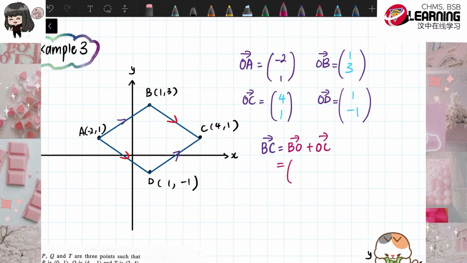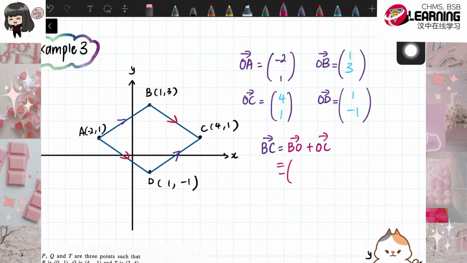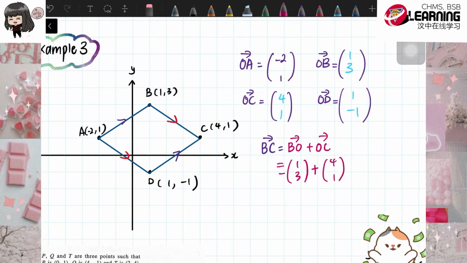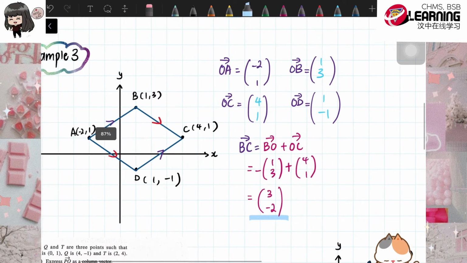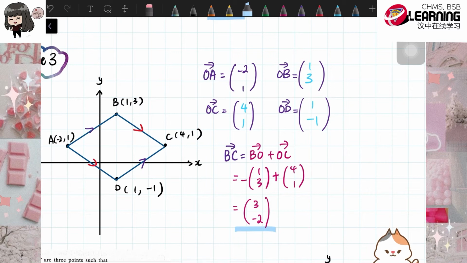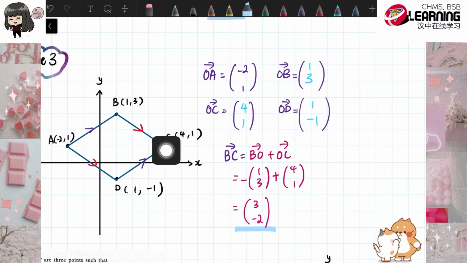Okay, so BO is the opposite direction of this. So I add a negative here. Plus OC is (4, 1). So I get 3 and negative 2. Okay, my BC is (3, -2). As you can see here, BC, 3 steps to the right, 2 steps down. That's why it's (3, -2).